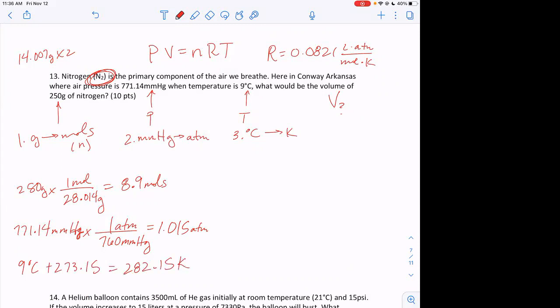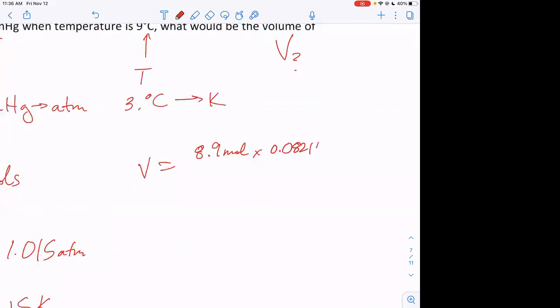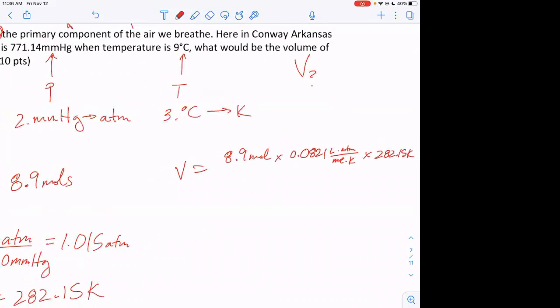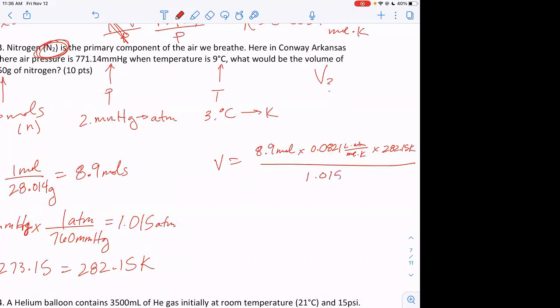Plug everything in. Rearrange your equation to get V by itself. You needed to divide both sides by P. So V equals nRT divided by P. So n is our 8.9 moles. R is our 0.0821 liters atm over moles Kelvin. And T is our 282.15 Kelvin. Divide all of that by 1.015 atm. Volume should have been 203 liters. There's a decimal on it, I don't remember the decimal. It should have been 203 point something liters.